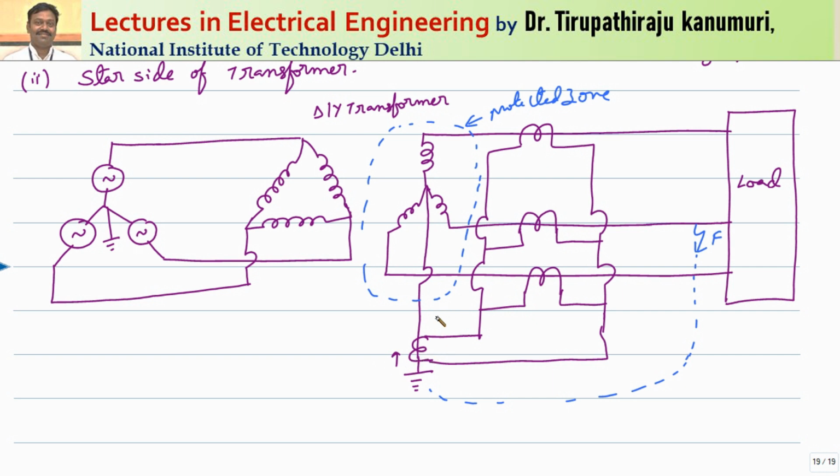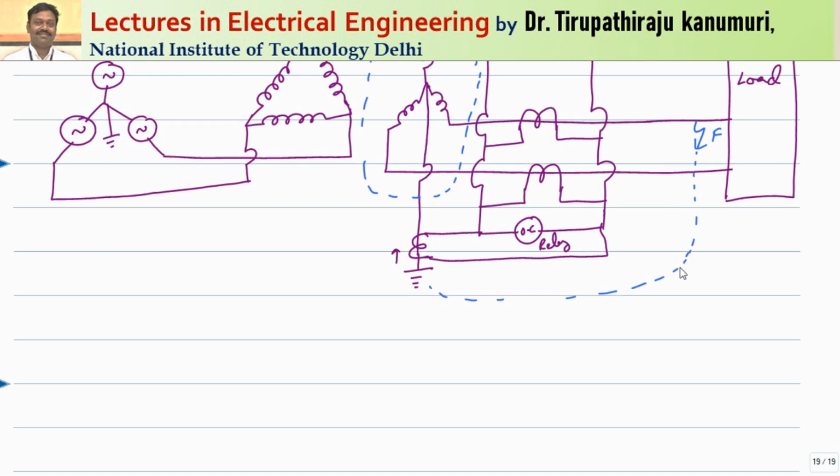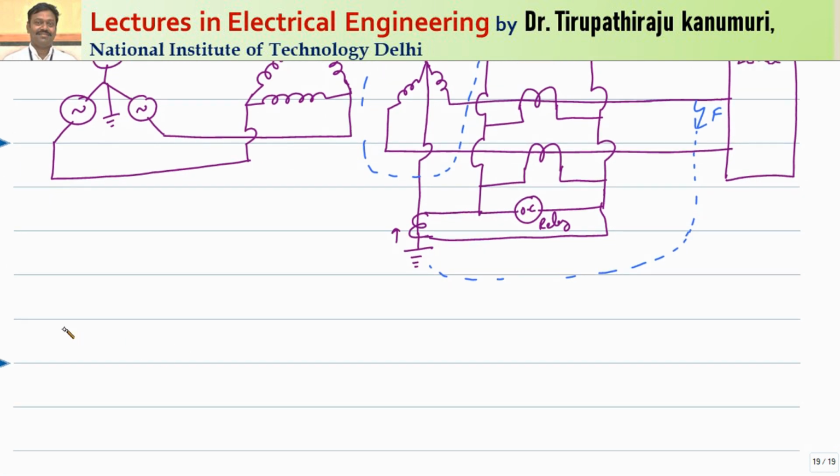So what happens? The net sum of the currents, because whatever currents are passing through this are returning back through this one, will be equal to 0. The net sum of the currents will be equal to 0. That's why if you provide your relay here, this is an overcurrent relay, this relay is not going to detect the fault that is on the external side. So let us try to summarize this one, then we will proceed further.